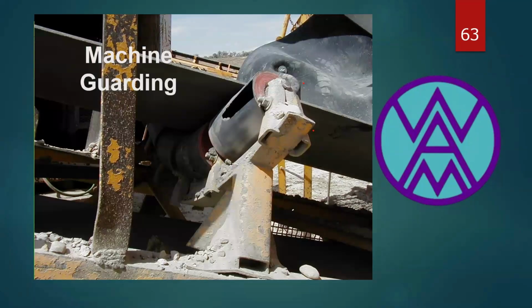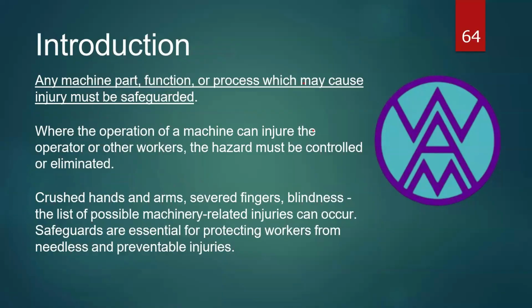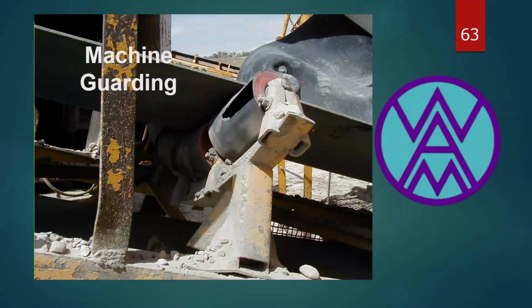Okay. So machine guarding. Any part, function, or process which may cause injury, can lead to severe injuries, or can drag you towards it, like your cloth, your fingers, your hand, your hair, into a dangerous position, that part of the function should be safeguarded. What is a safeguard? In simple terms, you may have seen a pedestal fan that is guarded inside a guard.